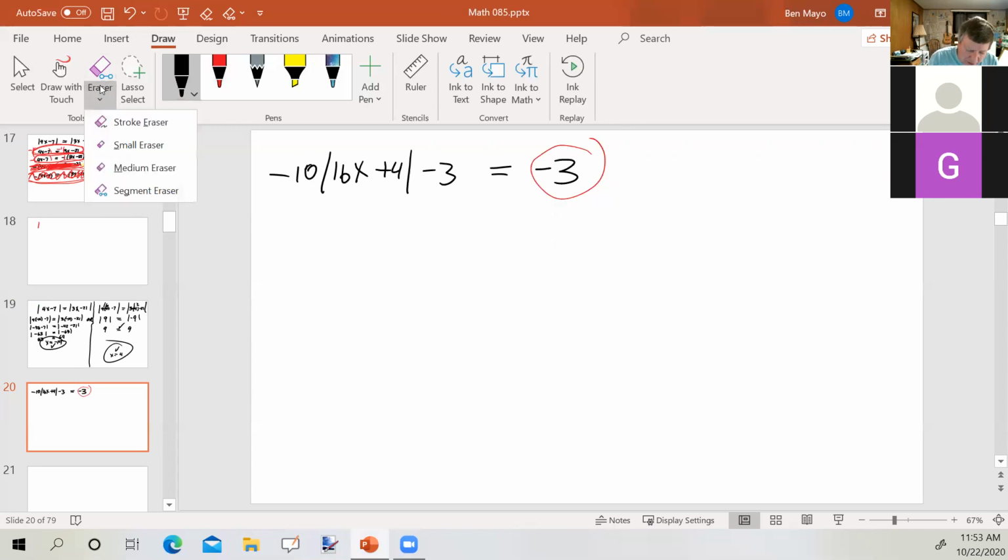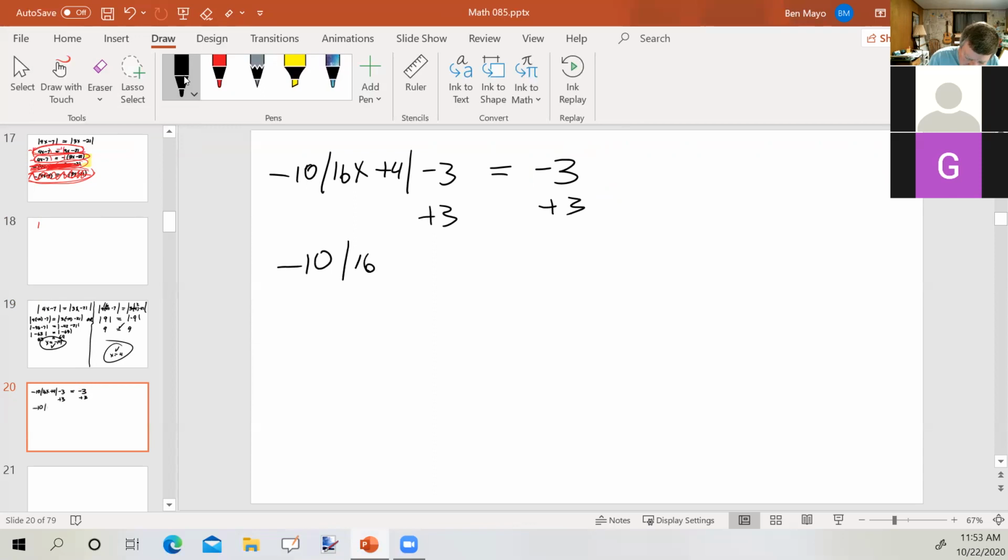Okay, so back to the original. Let's get rid of this circle there. The first thing I would do would be to add 3 to both sides, which gives me this. Oh, it's no longer negative, is it? It's 0. But I'm not done. What would the next move be? Divide it by negative 10.